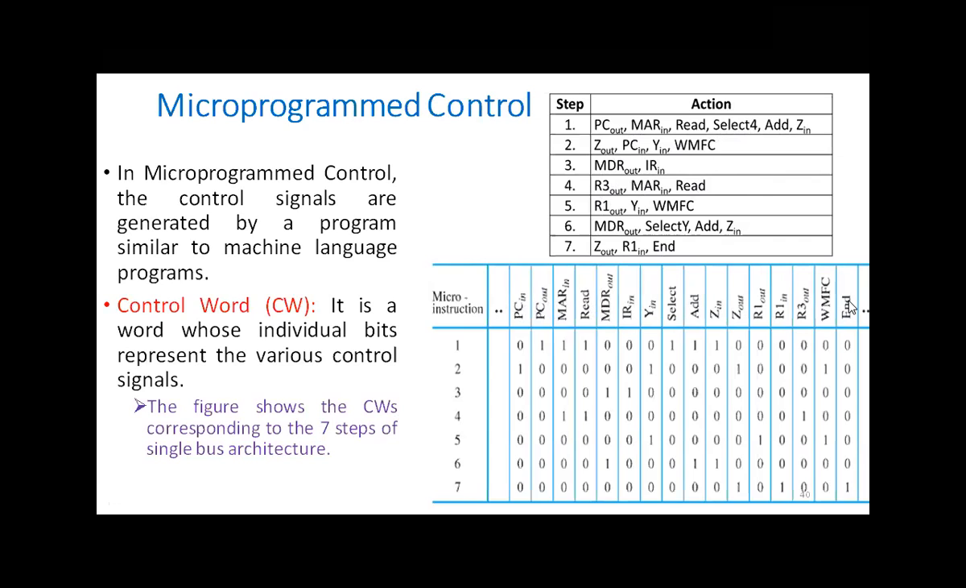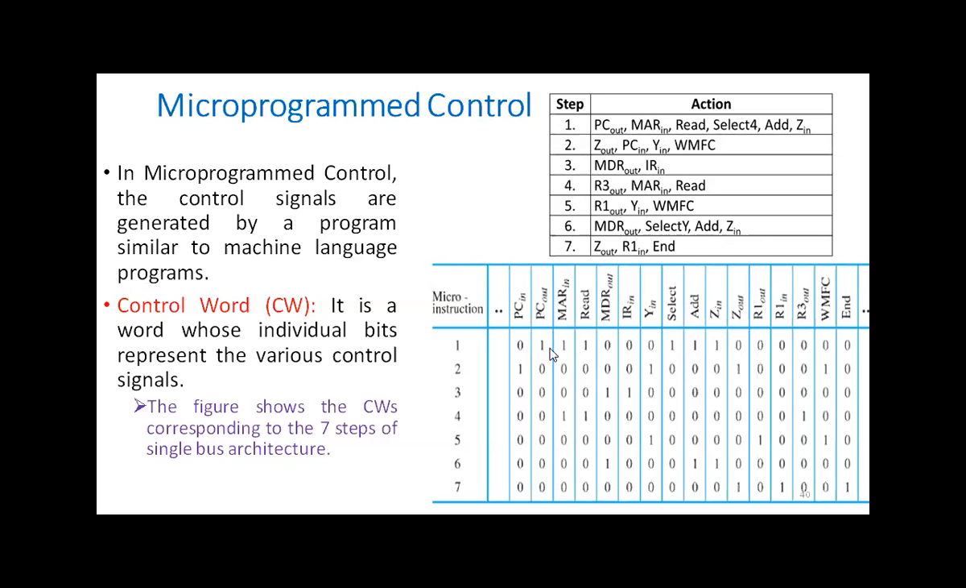They're written in a table like this, and you see these are the micro instructions. So this is the first micro instruction, the second micro instruction, third micro instruction, like this. In the first micro instruction we have PC out, we have MAR in, we have read signal, and then we have select for, then we have ART, then we have Z in. So these will be activated.